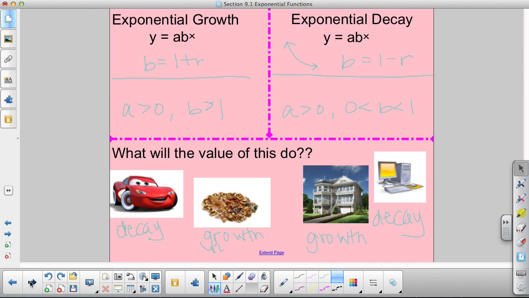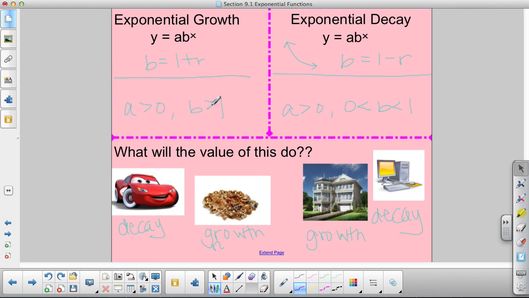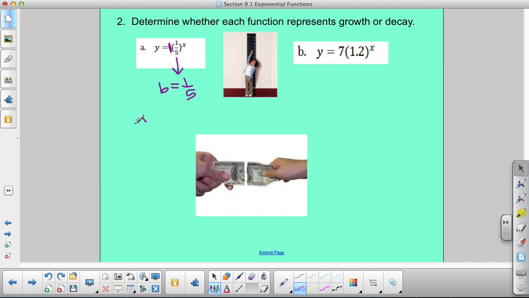All right. So here are some functions that we need to decide if it's growth or decay. If I look at example A, I would see that my A value is 1, because 1 times that will give me my A, and my B value is 1/5. I would look back at my notes if I needed to, and I would say, well, B, is it greater than 1 or is it in between 0 and 1? Well, 1/5 is in between, so that would make it a decay.